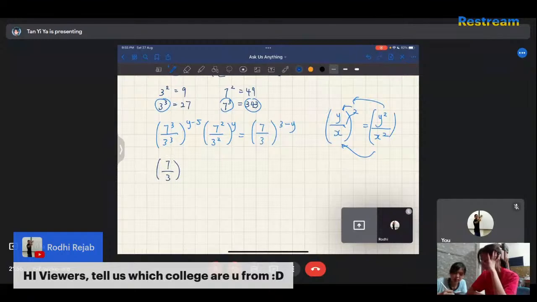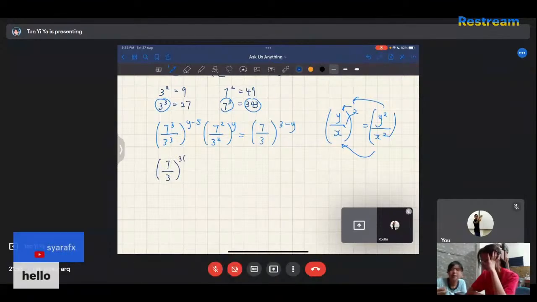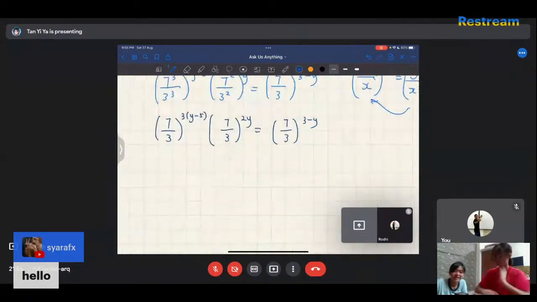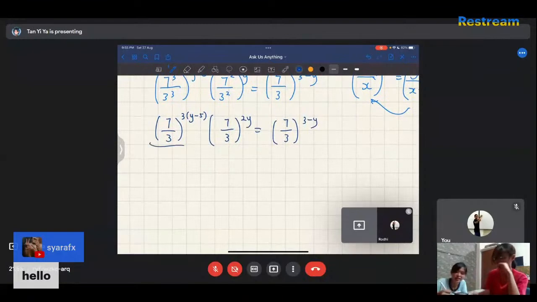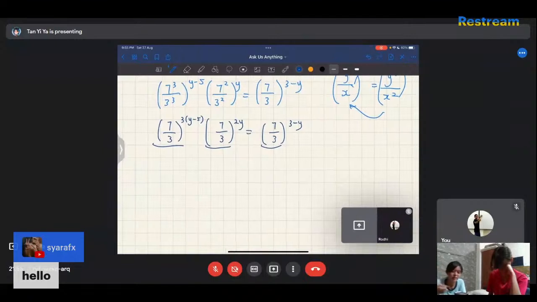We take out the power. When we take out the power, the original has power y minus 5, so we multiply it. It will be like this, 2y. Now we can see it is on the same base, the same number. And most importantly, there is a times between them.